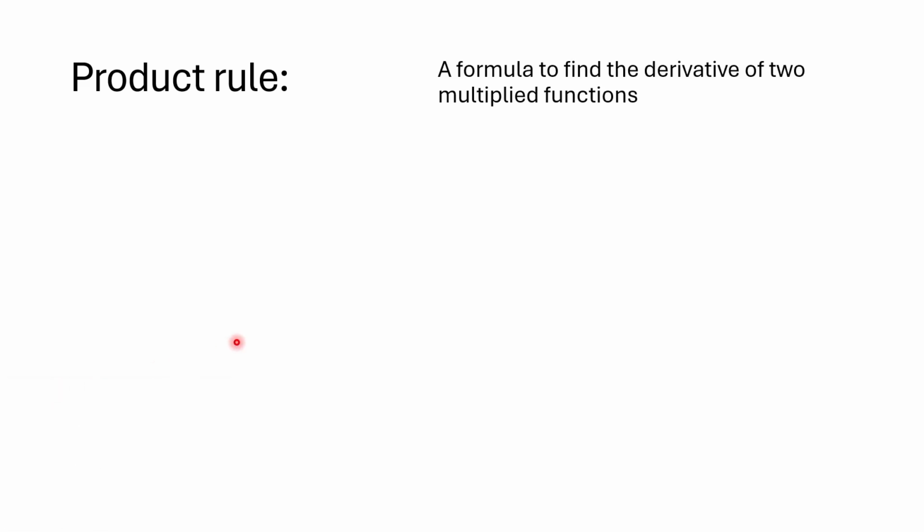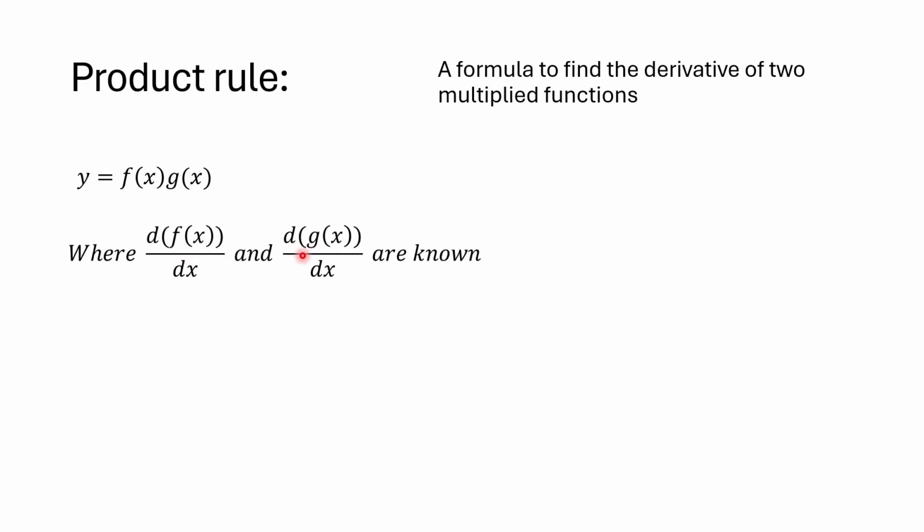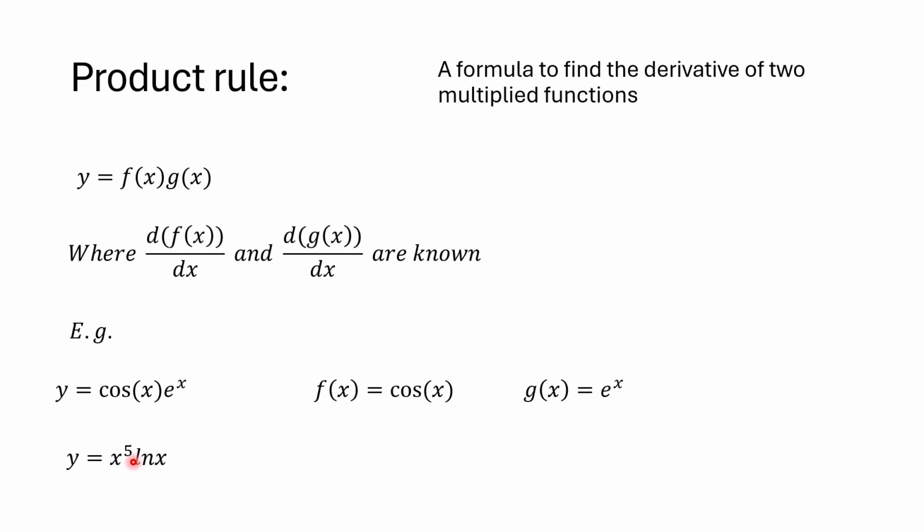Cool. So product rule is defined as a formula to find the derivative of two multiplied functions. So that is if we have y is equal to f(x) times g(x). And this is in a case where we know how to differentiate f(x) and we know how to differentiate g(x), but when they're multiplied together, it's a bit complicated or we don't quite know what to do. So here's a few examples. We have y is equal to cos x e to the x, where f(x) is cos x and g(x) is e to the x. And another example, x to the 5 natural log of x, where f(x) is equal to x to the 5 and g(x) is equal to the natural log of x.